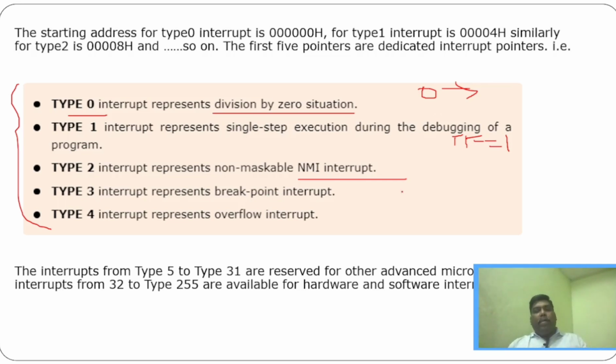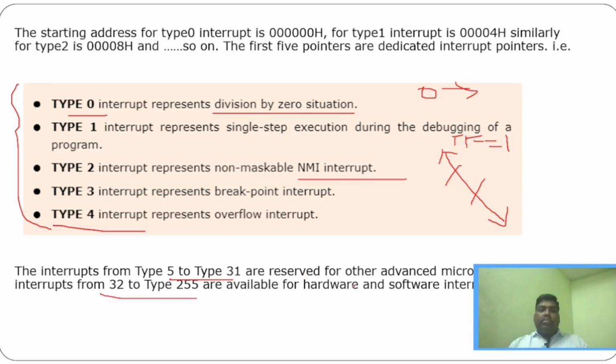In a breakpoint interrupt, whenever there is a very big program, we will not be able to check the logical issues of the complete program at the end, so we can create breakpoints then and there and check the logical issues. That is called a breakpoint interrupt. By using type 3 interrupt, we can create breakpoints. And similarly, whenever there is an overflow, it will create a type 4 interrupt. And 5 to 31 are called reserved interrupts, used for higher processors, and 32 to 255 are used for software interrupts.